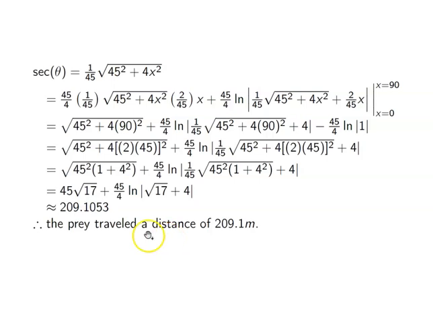And that is how far the prey traveled total, right? So horizontally, 90 meters. But with the arc included, the full flight path was 209.1 meters, right? So that's significantly more than just the horizontal displacement, right? And that is how we do arc length.